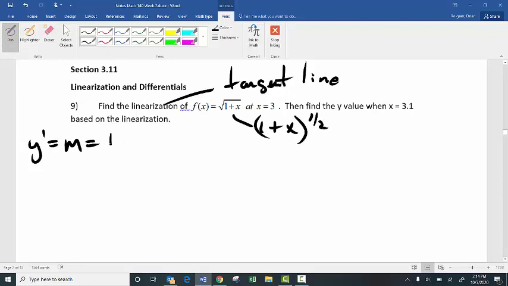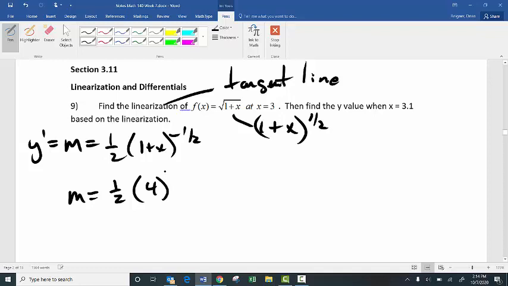So the derivative is 1/2 times (1 plus x) to the negative 1/2, and then the derivative of the inside is 1. So now what we do is we plug in 3. Because that's what it said to do, you get 4 to the negative 1/2. All right, so this is 1/2 over the square root of 4. So our slope is 1/4. That's our slope, 1/4.